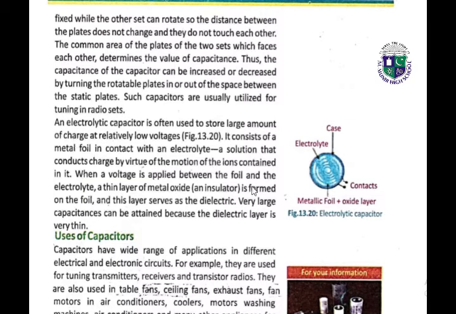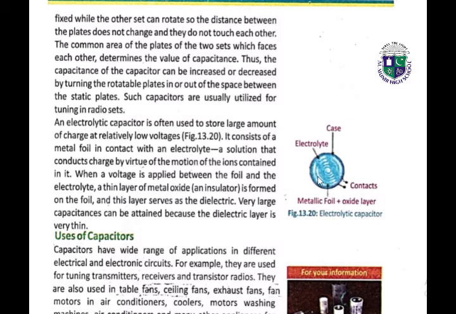And the electrolytic capacitor. Here students we have the picture of the electrolytic capacitor, figure 13.20. An electrolytic capacitor is often used to store a large amount of charge. So it stores a large amount of charge at relatively low voltages. It consists of a metal foil in contact with the electrolyte. The electrolyte is a solution that conducts charge by virtue of the motion of the ions contained in it. So that is the meaning of electrolyte.